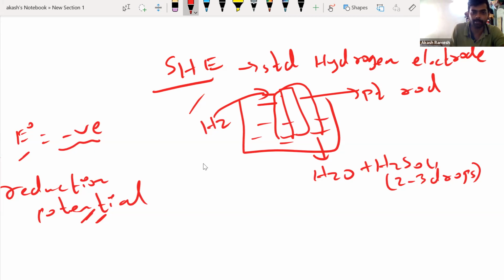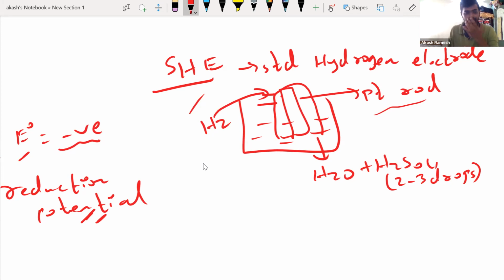Again I repeat. I have a vessel, a beaker, in which I have H2O and H2SO4. As I told you, H2SO4 is added just to increase the conductivity. Now I am going to have an electrode immersed, and that electrode is a platinum rod. This electrode will be under a chamber, and that chamber will have an opening, and through that opening H2 gas will be supplied. That's it. This is the overall setup.